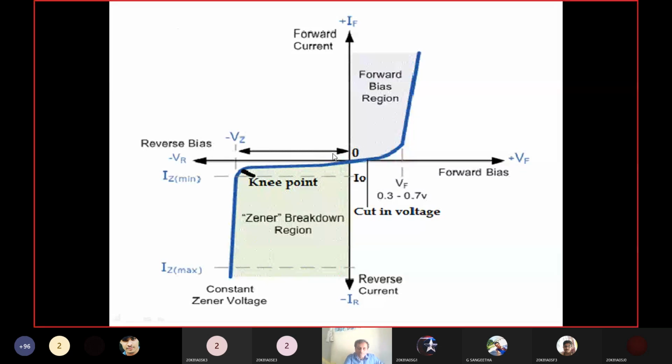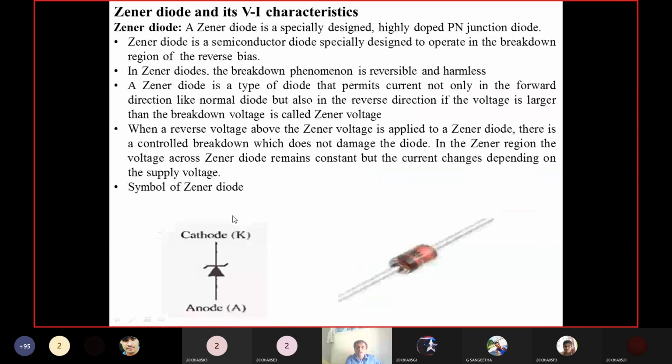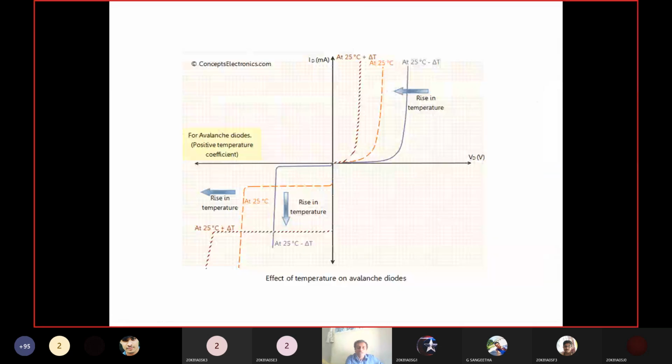If you observe the normal diode, here also the current increases drastically, but after Vz, the normal PN junction will be damaged. But in the case of a Zener diode, it will not be damaged. Why will it not be damaged?